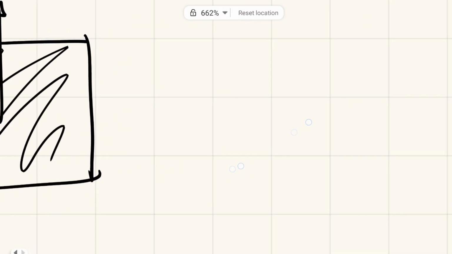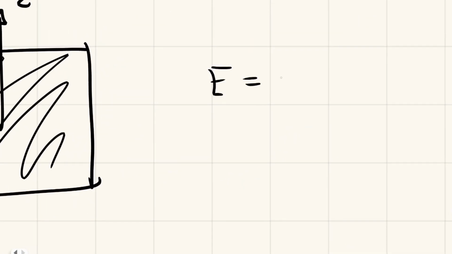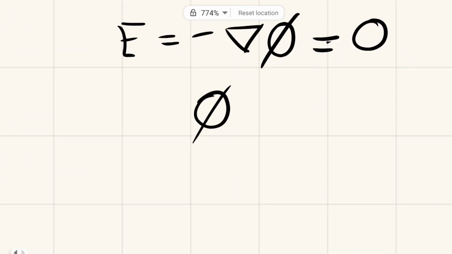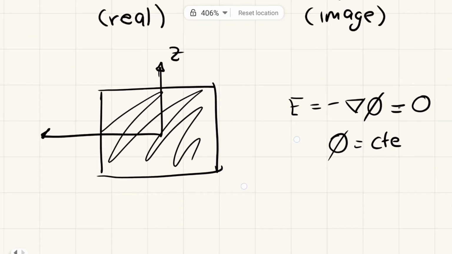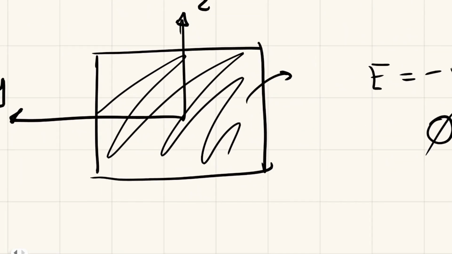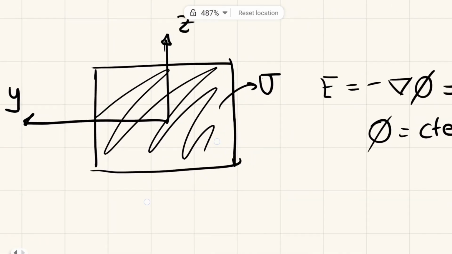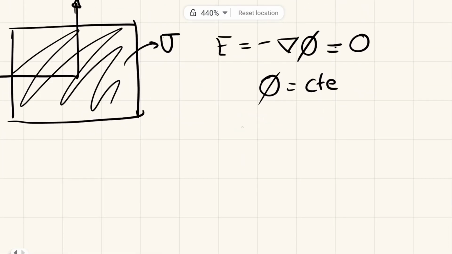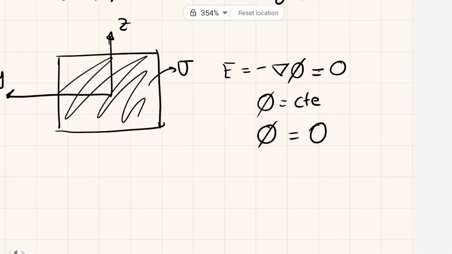If you remember, there is a famous relation in electrostatics that says that the electric field can be defined as the negative gradient of the electric potential. So if the electric field is 0, we can easily say that the electric potential is going to be constant. That means that in this plane that has a constant charge distribution sigma, the electric potential is going to be constant. But in this problem, for simplicity, we will take it equal to 0. That is going to be important.